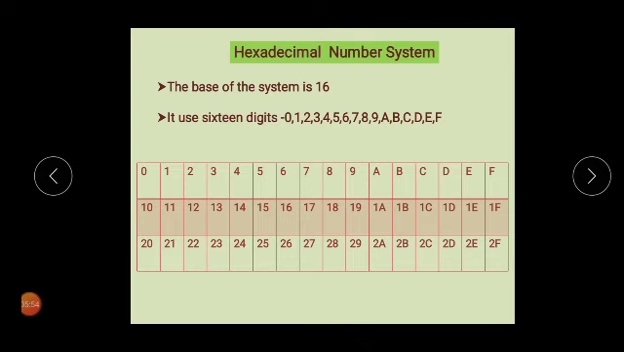Then we write 11, 12, 13, 14, 15, and it will continue up to 19. After 9 the digit is A, so here we write 1A, next 1B, 1C, 1D and so on. Then again we go to the next digit, which is 2. So here we write 20, 21, and so on up till 2F. Like that we write different numbers in the hexadecimal number system.